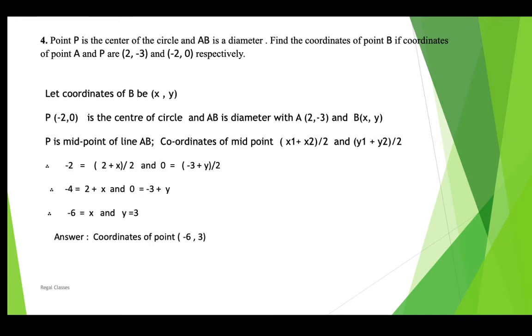Point P is the center of a circle, AB is a diameter. Find the coordinates of B if the coordinates of points A and P are given. P is the center, let B be (x, y). P is the center, so apply the midpoint formula, because the center is the midpoint of chord AB. It passes through the center because it is a diameter. Apply the formula, solve the equations. Very simple here, and you can get x and y. Just study this carefully.